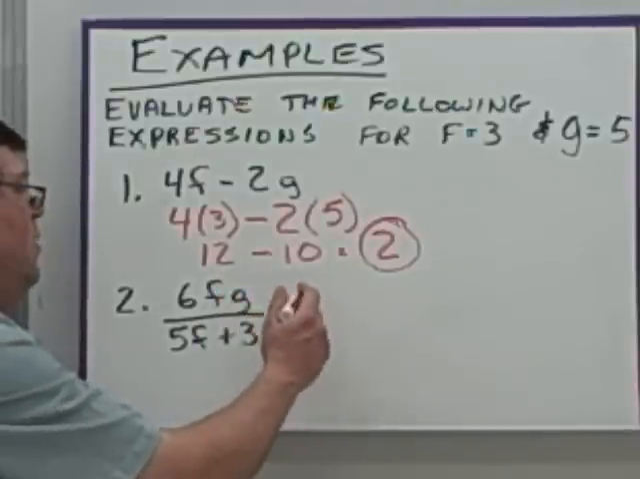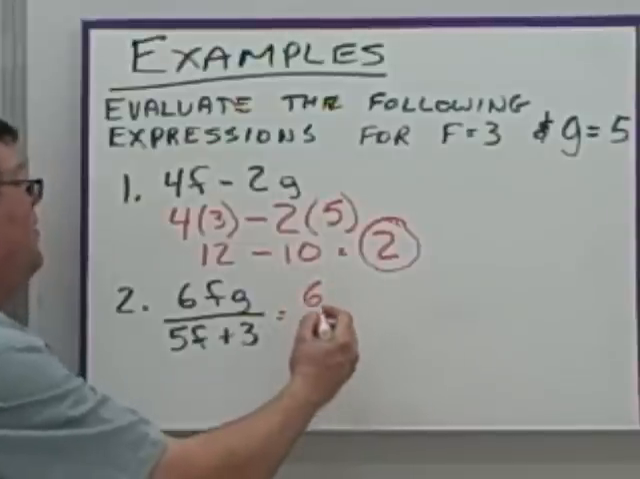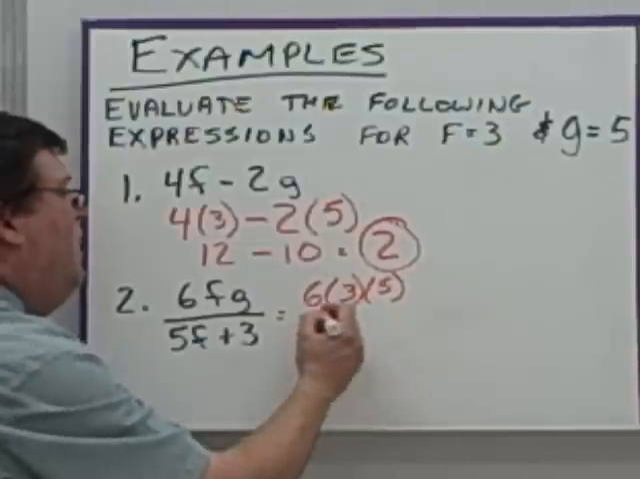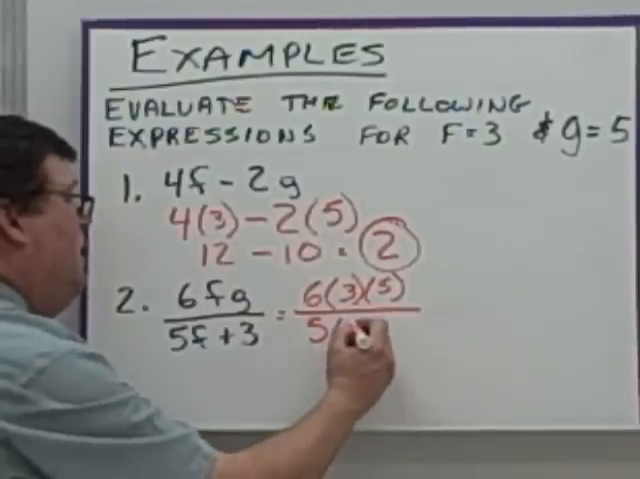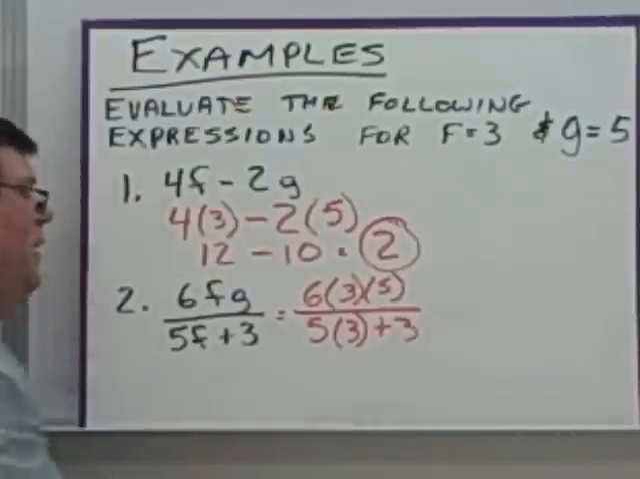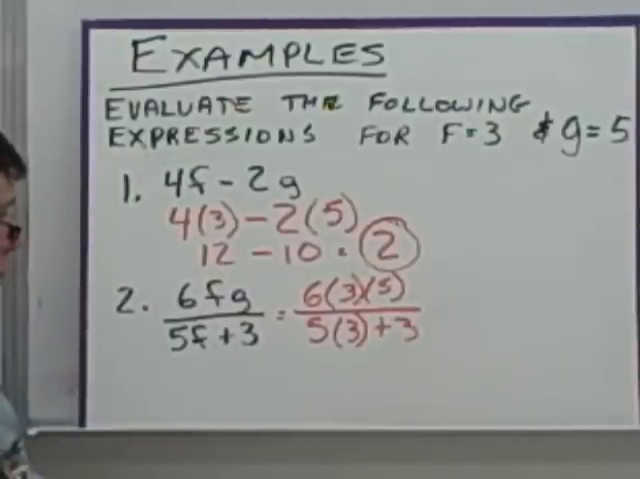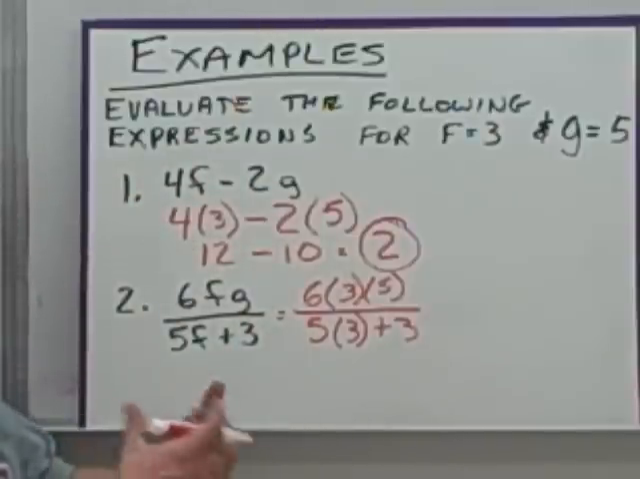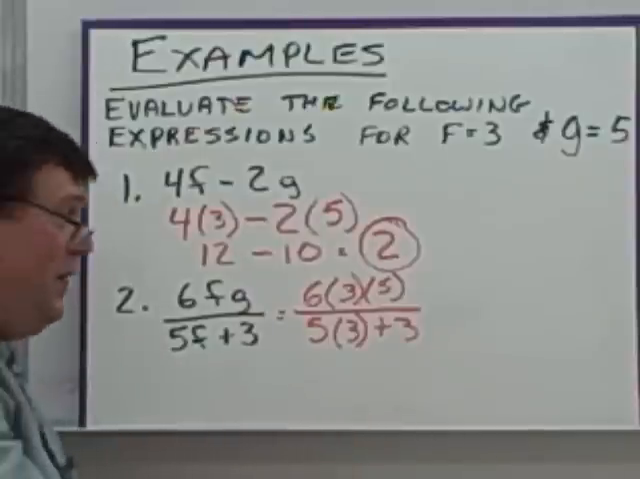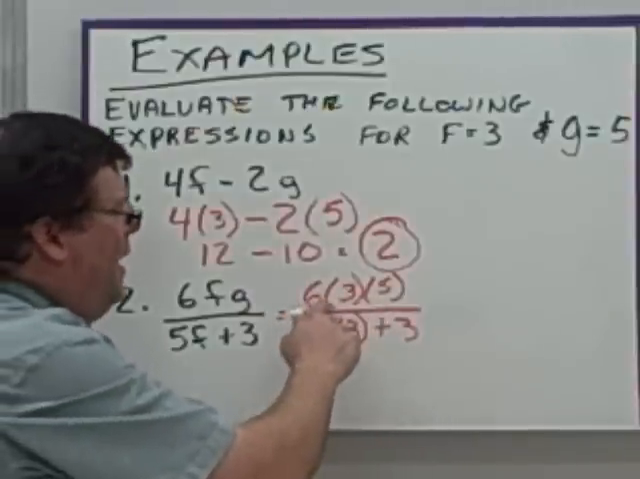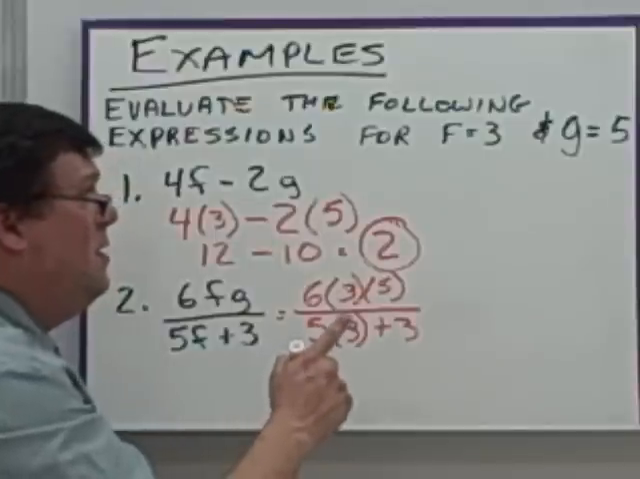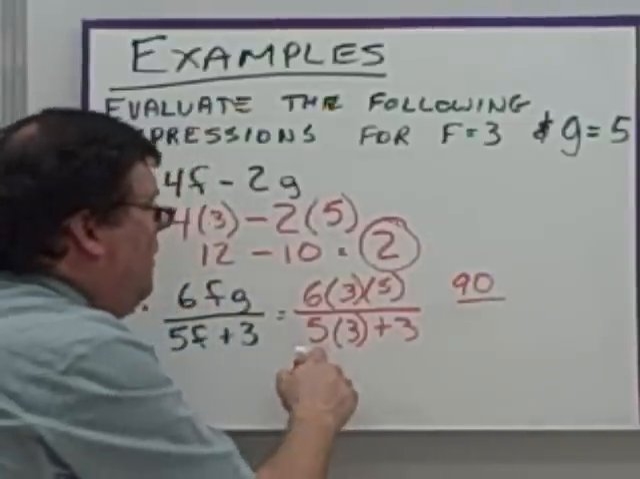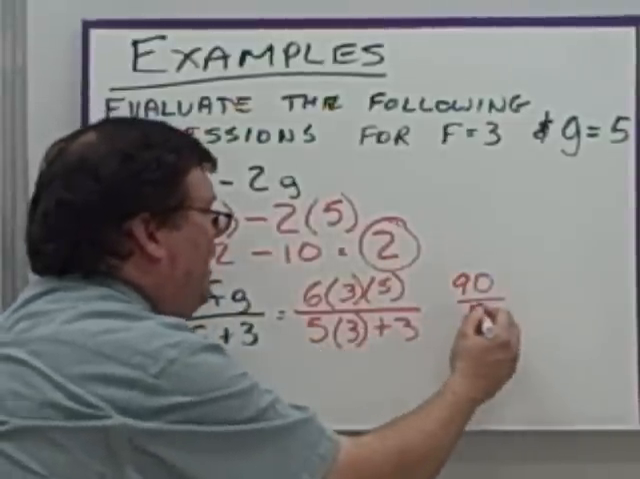Here's another one. We're going to plug in the values. You get 6 times the f value, which is 3, times the g value, which is 5, over 5 times the f value, which is 3, plus 3. That's the plug part, just like this was the plug part. Now comes the chug, the process of chugging through the problem to find your simplified answer. 3 times 5 is 15. 15 times 6 is 90. 5 times 3 is 15, plus 3 is 18.